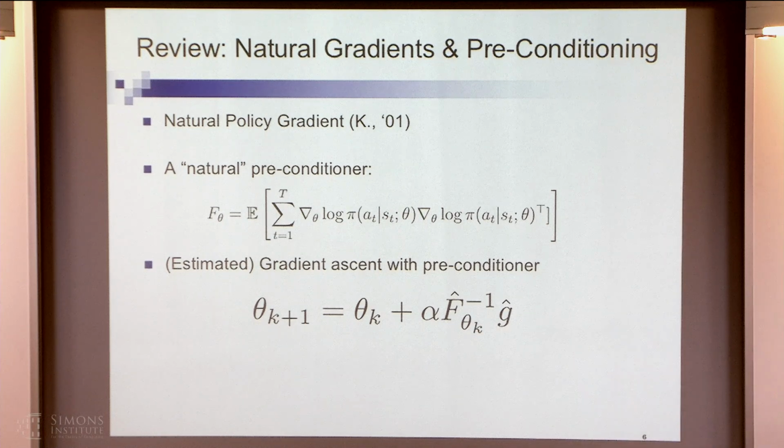So that's the review: one way we're going to tackle these problems is to come up with a parametric model and optimize it with some local search technique. And in this particular case, we'll look at the natural policy gradient, because that's actually what's used in practice, or a variant of this.